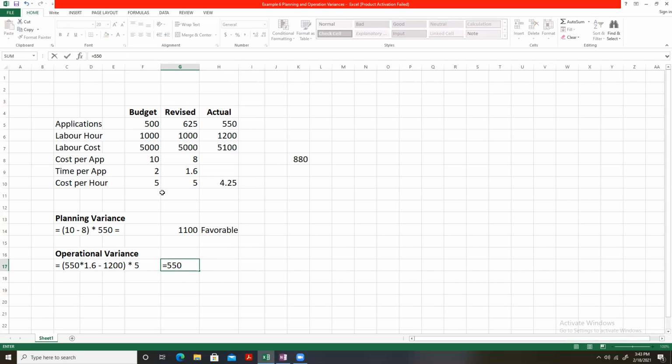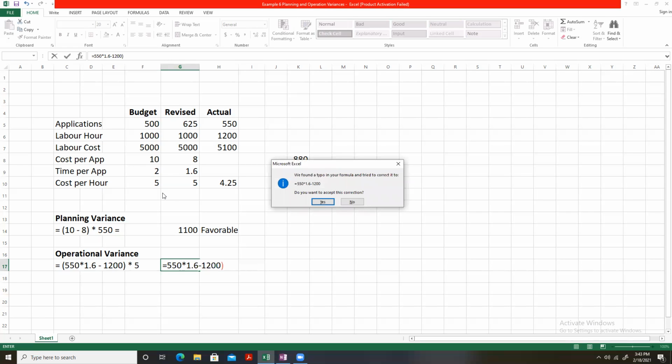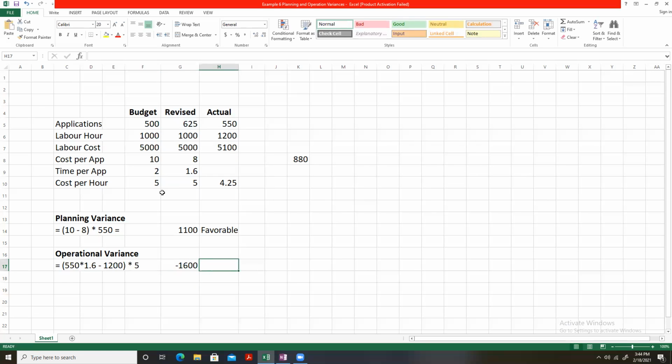So the operational efficiency variance that we are getting is $1600 adverse. The operational efficiency variance is $1600 adverse, and the planning variance is 1100 favorable in this way.